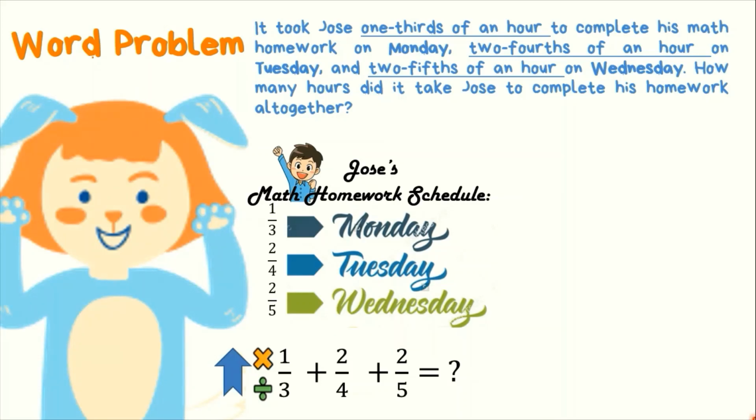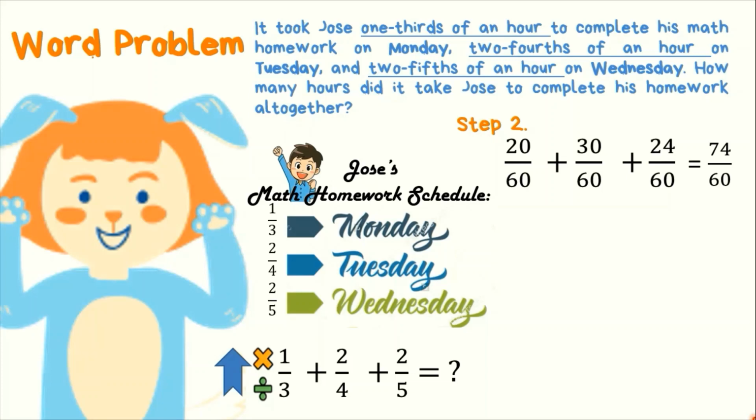At dahil alam na nga natin yung kanilang mga equivalent fractions, sila ay mga similar fractions na, it's time for us to go to step 2, adding similar fractions. I-add lang natin sila all together, 20 plus 30 plus 24, and then copy their common denominator, 60. 20 plus 30 plus 24 is equal to 74, and the denominator is 60. Now, 74 over 60 is an example of an improper fraction.